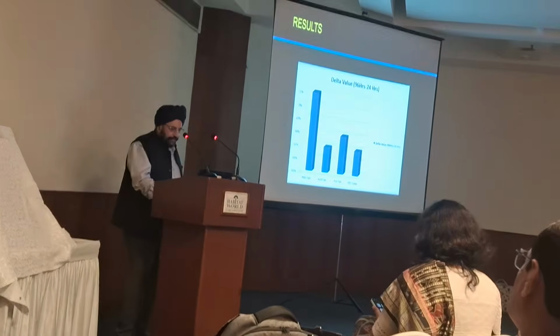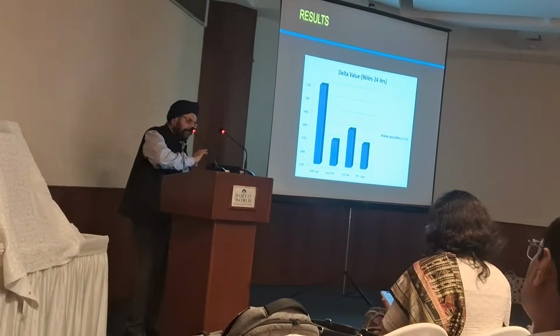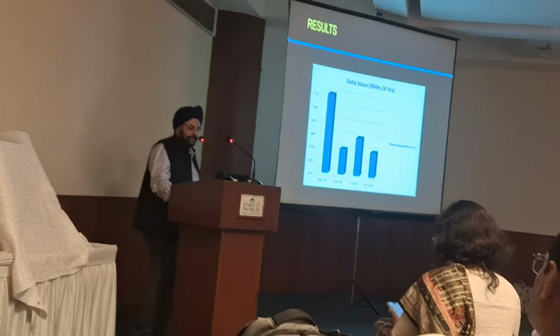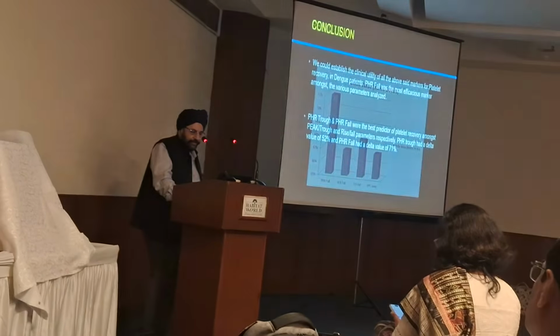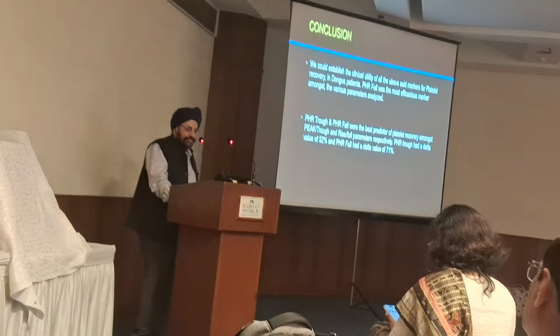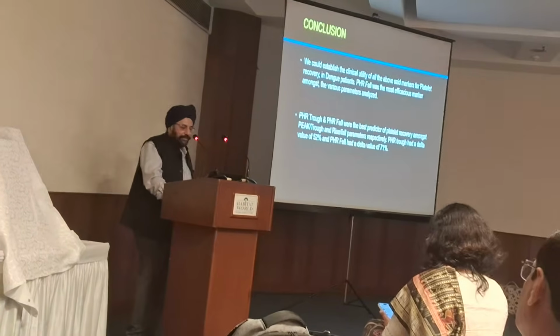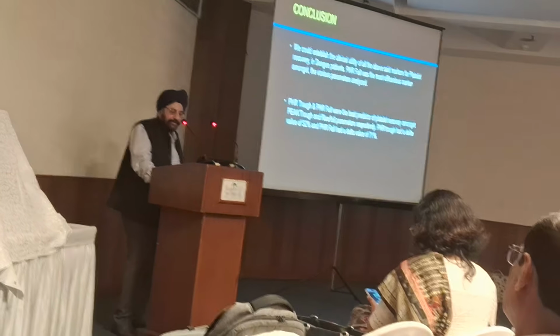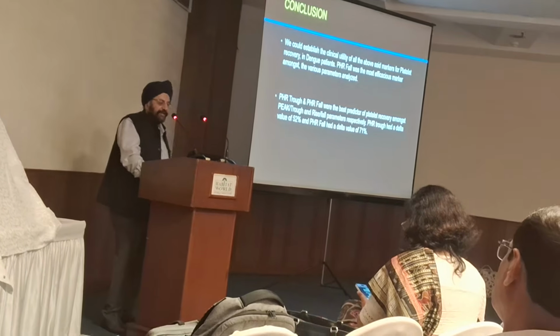So this was a fall and jump. Apart from the individual parameters, we had also done fall and jump. Again, the same PHR fall was coming out to be the best prognostic marker. So we could establish the utility of both PHR trough and PHR fall as the best predictive markers of platelet recovery amongst all these parameters put together.